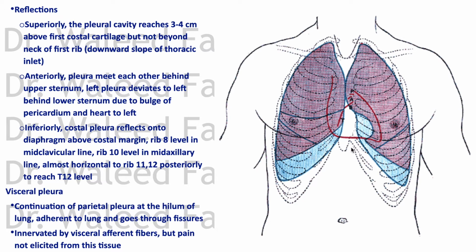The visceral pleura is a continuation. As we said, it's a closed bag. So it's continuous, but covers the lung and goes with the fissures and is reflected around the hilum, as we will see soon. Okay, the visceral pleura is innervated by visceral afferent fibers, but pain is not elicited in injury of these tissues, only the pain felt from the ones supplied by somatic supply.